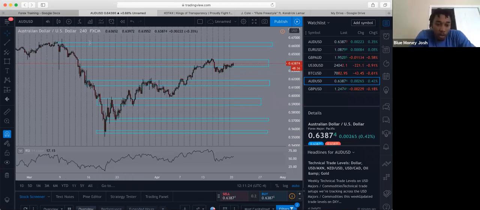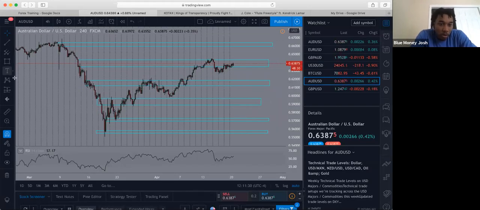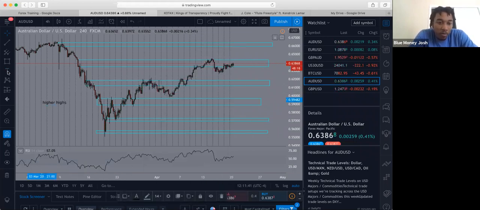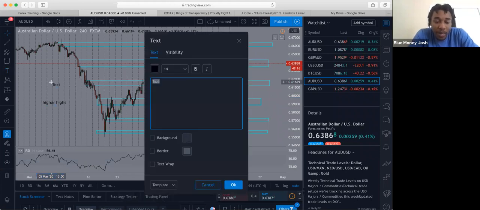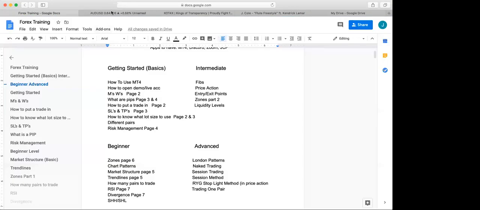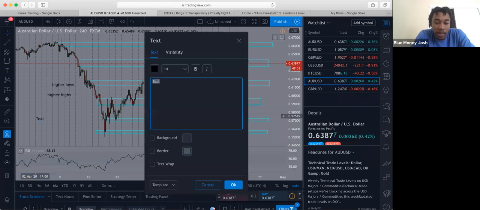Now we're going to skip chart patterns for now. Market structure. Market structure is just the structure of the market, literally as simple as that. Market structure is very similar to trend lines. They go together very well, and I'm going to show you exactly what I mean by that.